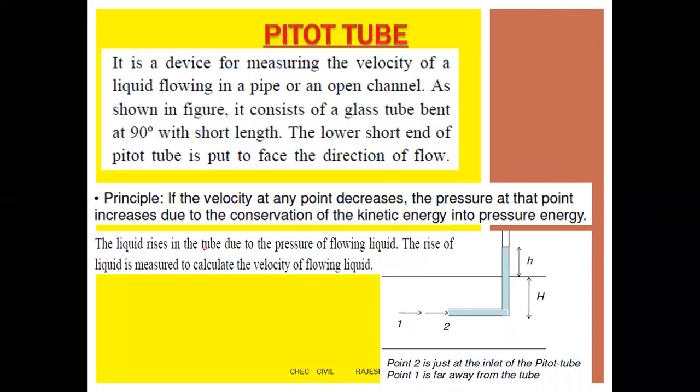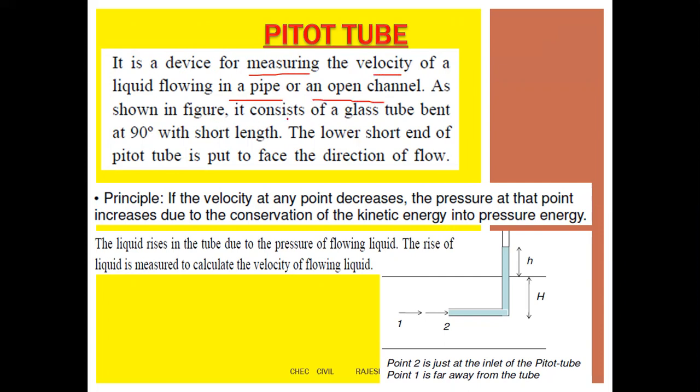Now the next, the third one, is the Pitot tube. The Pitot tube is also similar to the venturi meter as well as the orifice meter. It is also a measuring device, right? It is a device for measuring the velocity of the liquid flowing in a pipe or open channel.